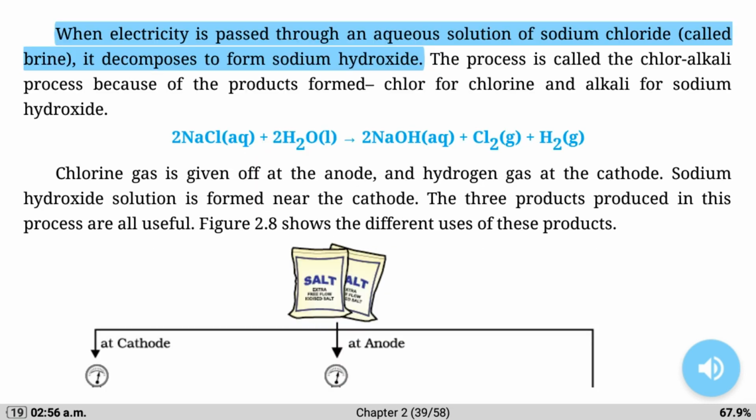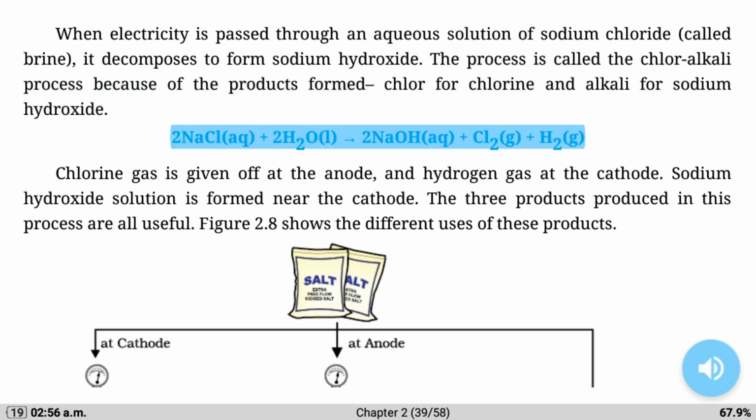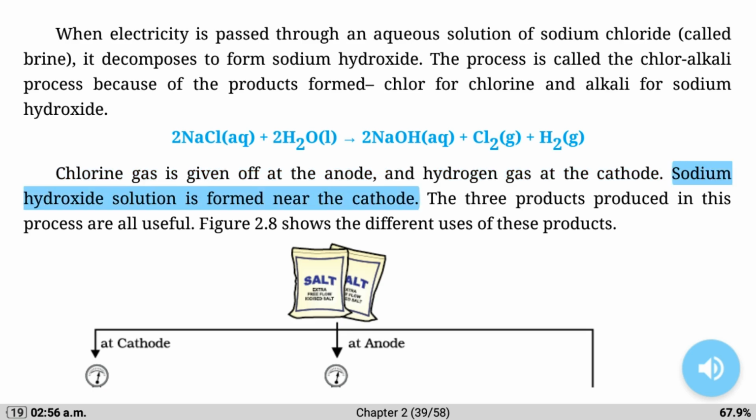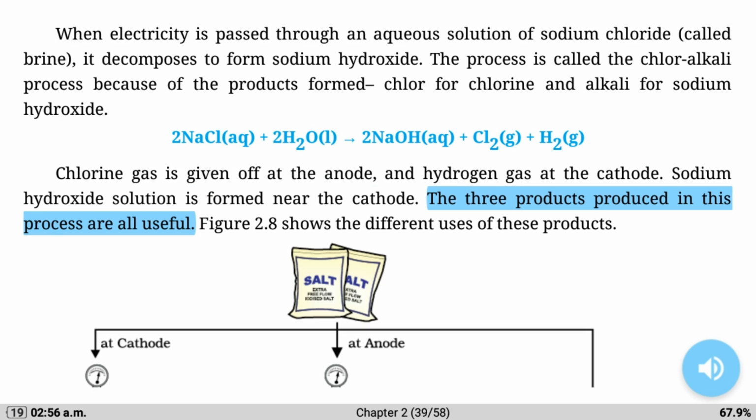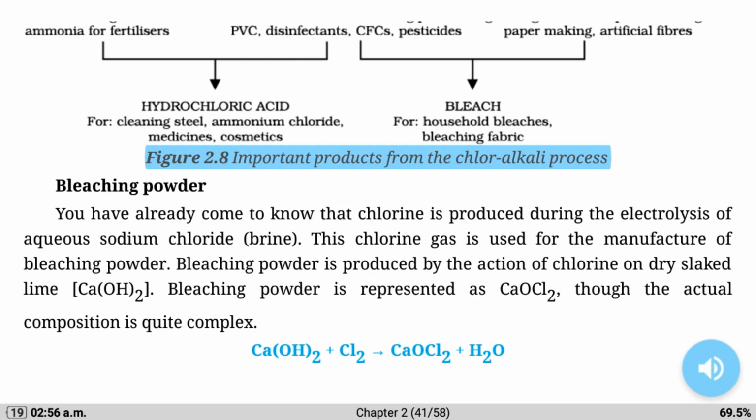Sodium hydroxide. When electricity is passed through an aqueous solution of sodium chloride, called brine, it decomposes to form sodium hydroxide. The process is called the chlor-alkali process, because of the products formed: chlor for chlorine and alkali for sodium hydroxide. 2NaCl(aq) + 2H2O(l) → 2NaOH(aq) + Cl2(g) + H2(g). Chlorine gas is given off at the anode, and hydrogen gas at the cathode. Sodium hydroxide solution is formed near the cathode. The three products produced in this process are all useful. Figure 2.8 shows the different uses of these products. Figure 2.8 Important products from the chlor-alkali process.